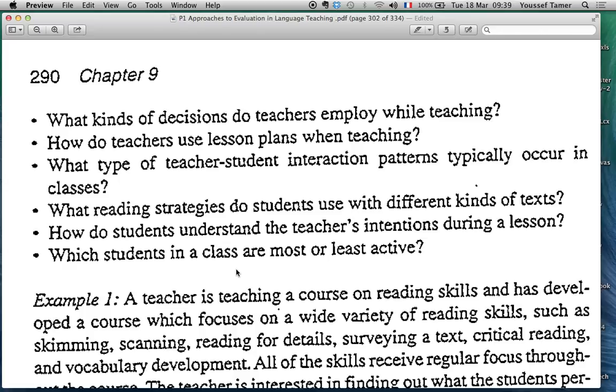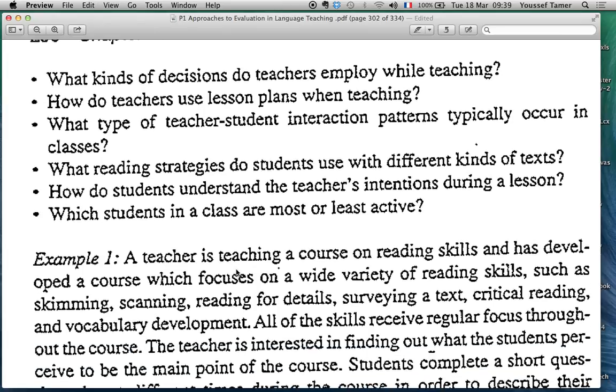What type of teacher-student interaction patterns typically occur in classes? You have to see what is most predominant. Is it teacher-student or is it student-student? So the type of interaction going on. What reading strategies do students use with different kinds of texts? How do students understand the teacher's intentions during a lesson? And which students in class are most or least active? So you go into the different areas of teaching and learning, to make the story short.